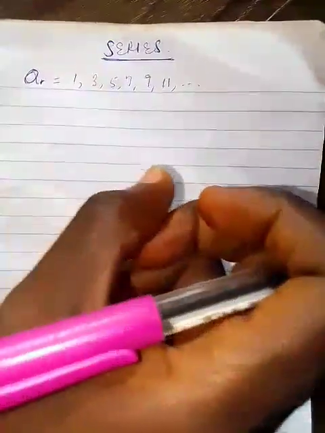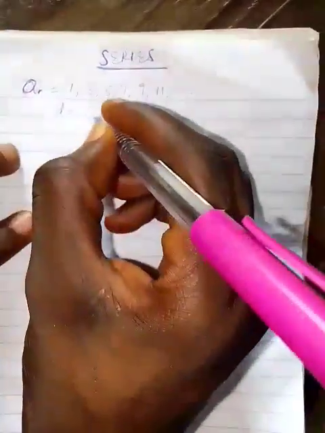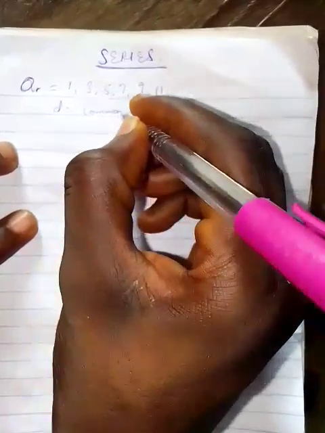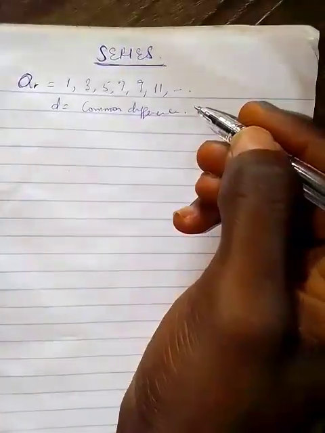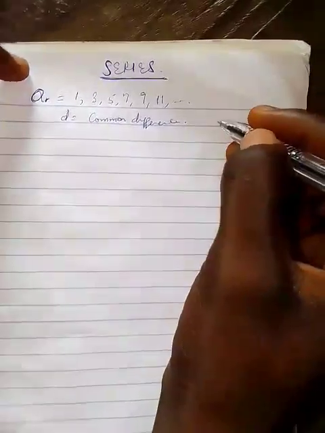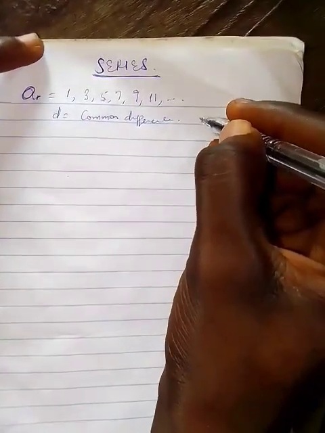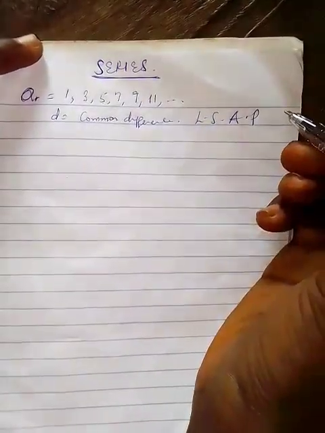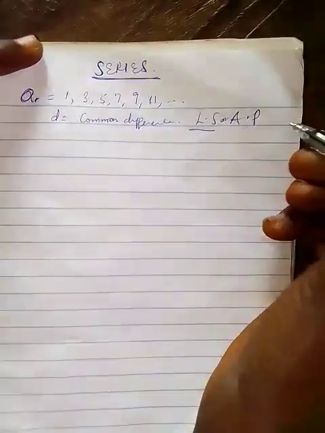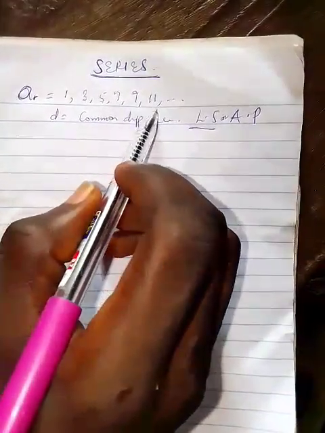So that thing that I'm adding to each of the terms to give me the next term is what I call the common difference. It is the common difference. And this only occurs in a type of sequence, which is linear sequence or arithmetic progression. So this is a sequence. It is not a series.